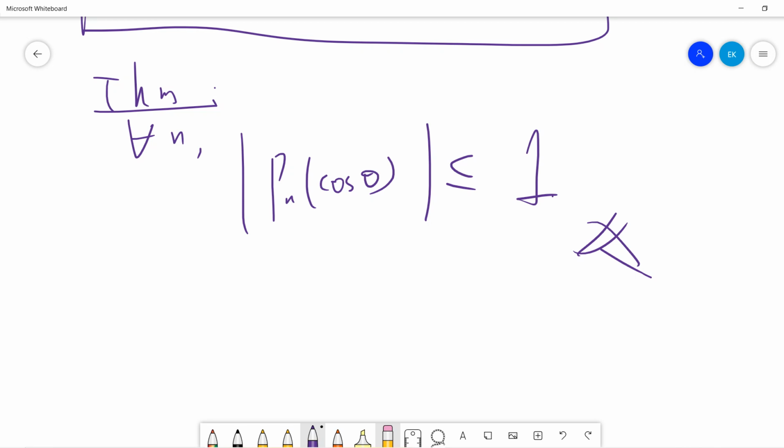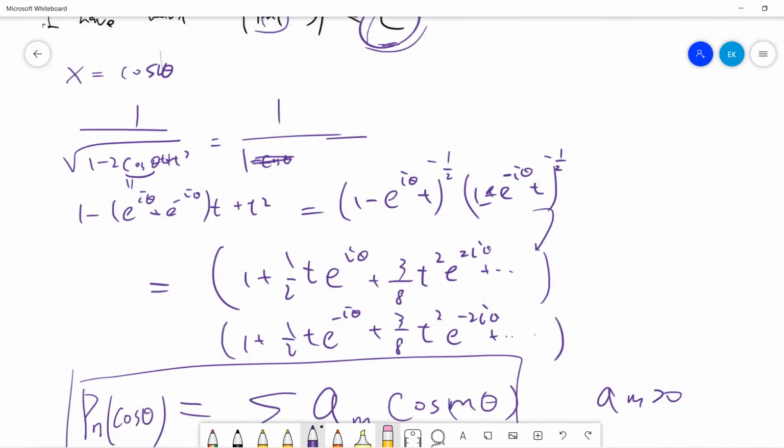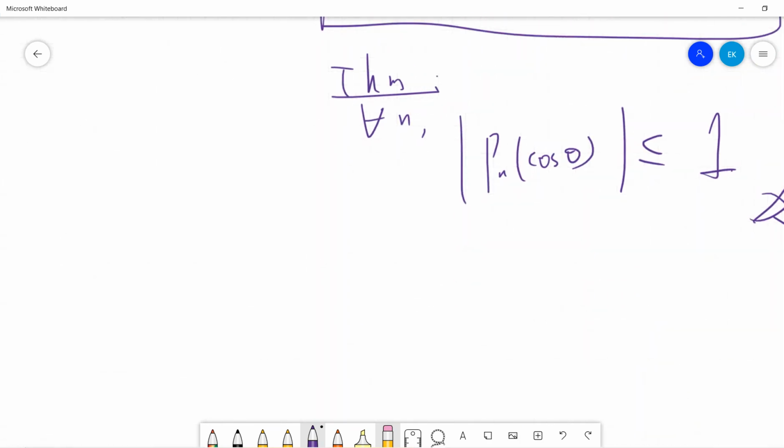This is our theorem, and I think that's all the things you need to know about the Legendre polynomial. Basically, we have already proved the recursion formula and the properties.